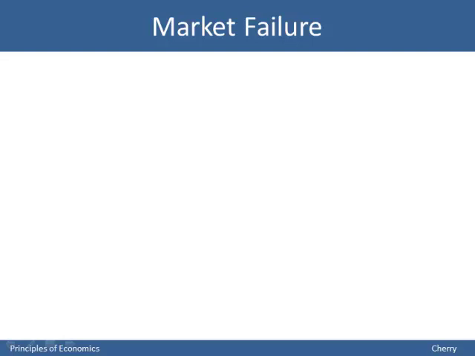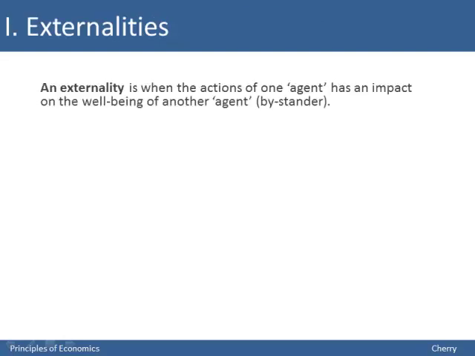In this section, we're going to discuss in detail two issues that receive most of the attention: externalities and non-market goods. So first, let's start with externalities. An externality is when an action of one agent has an impact on the well-being of another agent.